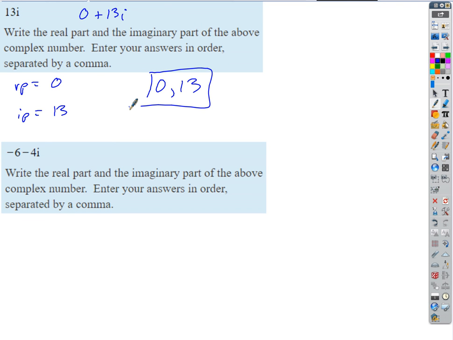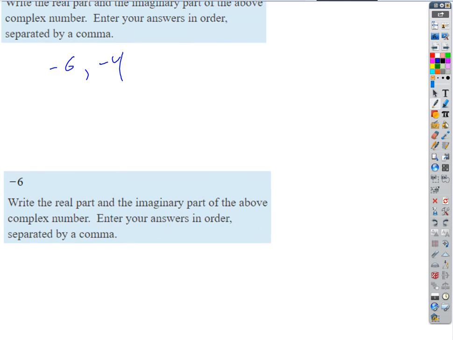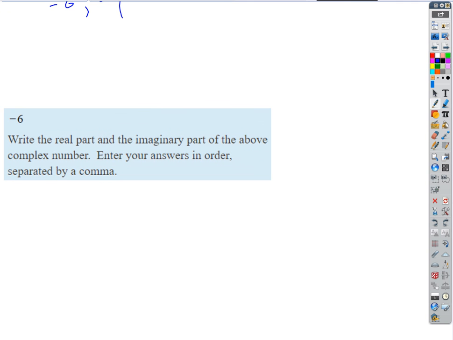Okay, what about this one right here? Okay, so the real part would be -6. Imaginary part? -4. What about that one? Real part is -6. Good. And does the imaginary part even show up? So what must i be multiplied by then? 0. So -6, 0. Technically, there's a plus 0i, but we'd never write it. Agreed? Okay?